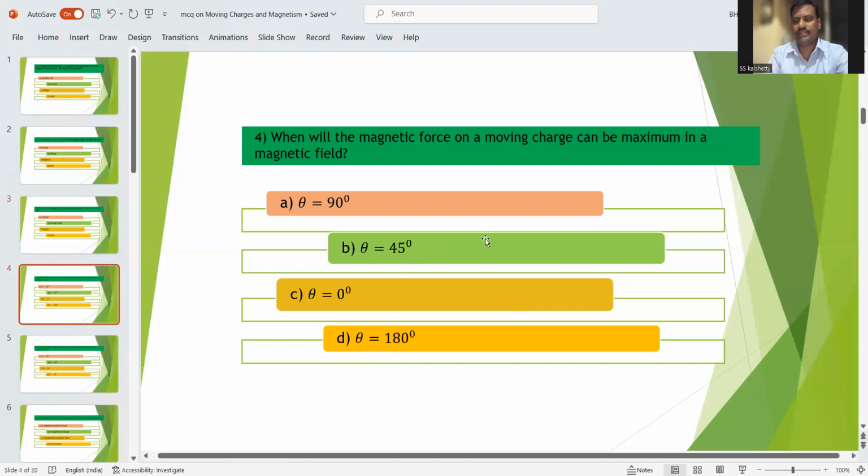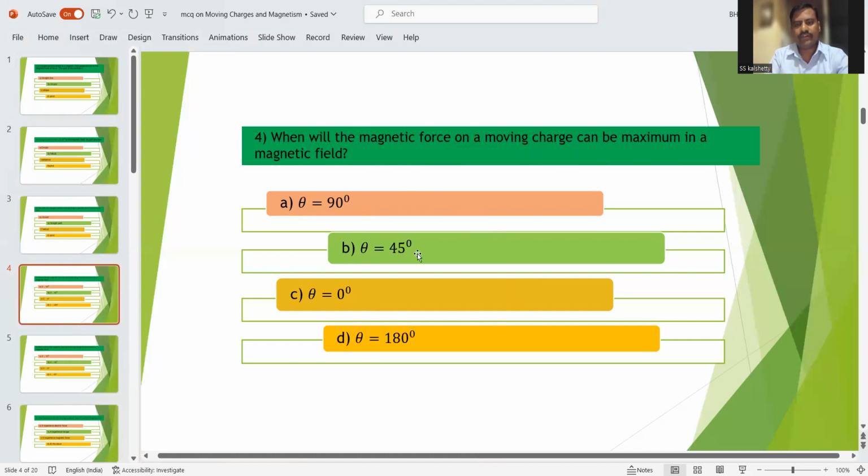Next question: when will the magnetic force on a moving charge be maximum in a magnetic field? In theory class we studied that the magnetic force is maximum when theta equal to 90 degrees, and when theta equal to 0 the magnetic force is minimum or 0. So the magnetic force is maximum when theta equal to 90 degrees. So option A is the right answer.